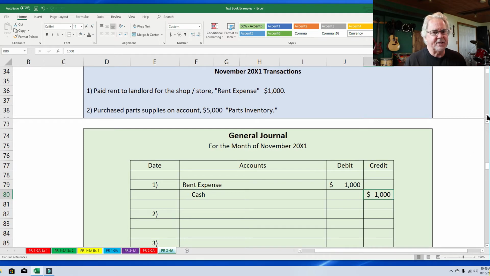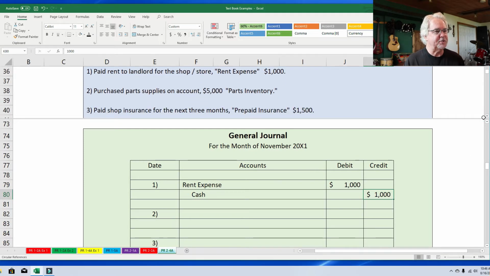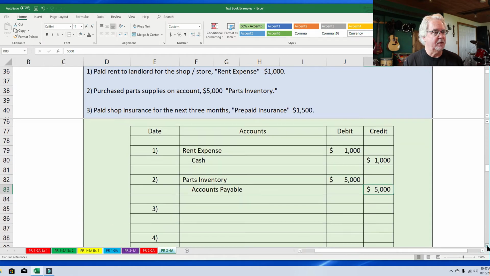So coming down to transaction number 2, purchased parts supplies on account for $5,000, parts inventory. So Fred is buying parts inventory. So we're going to list that first. It'll be $5,000. And it's on account. Fred is not paying cash. So it's accounts payable. So whenever you buy something on account, accounts payable is listed second. And that's a good way to remember.